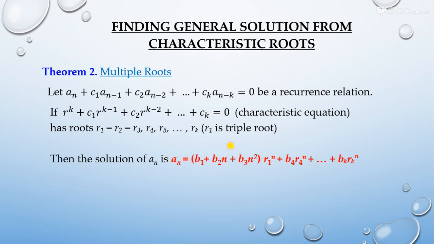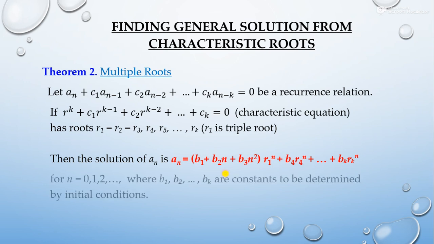Suppose two roots are equal, so you put b1 plus b2 n times r1 raised to the power n. Here we have three roots equal, so we put b1 plus b2 n plus b3 n square. We use only three constants because we have three roots, but in combination. So this is our solution, and obviously b1, b2, bk are the constants, and we can find the values of these constants by the given initial conditions.